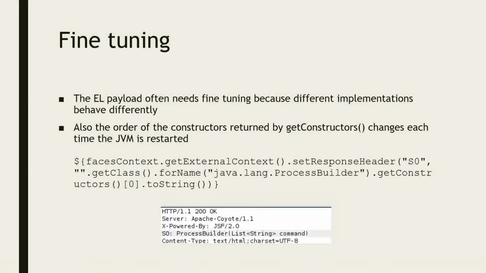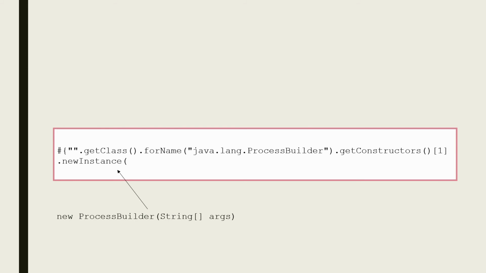Like I said, the EL payload often needs fine-tuning because of the different implementations. But also the order of the constructors returned by getConstructors changes each time the JVM is restarted. So we don't actually know what index we have to use to get the right constructor. It needs some trial and error. As there are only two constructors, you can just try 0 the first time and 1 the second time and see which one works. But for other classes there may be like 20 constructors.